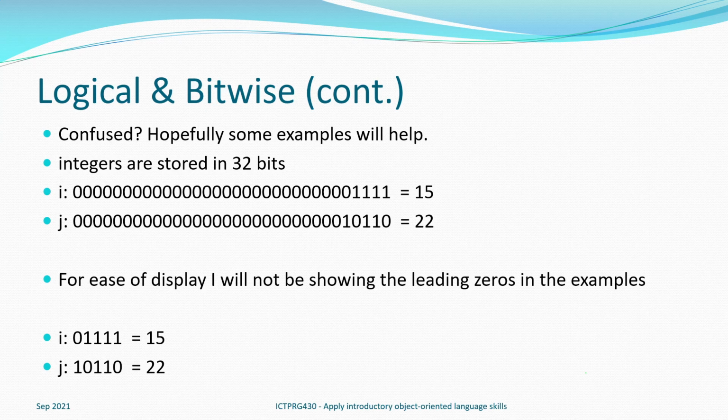So, when we are looking at an integer, it's stored in 32 bits. So, what we want to do is look and compare them. Now, as a binary number, leading zeros are irrelevant. Doesn't change the value. So we're going to drop them. So I is 15: 0, 1, 1, 1, 1. J is 22: 1, 0, 1, 1, 0.